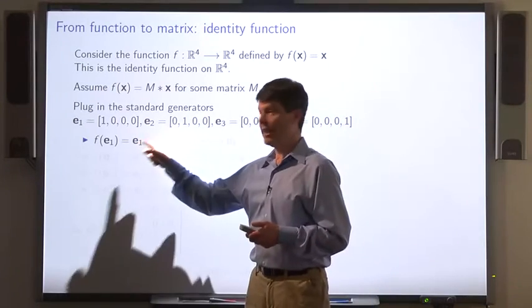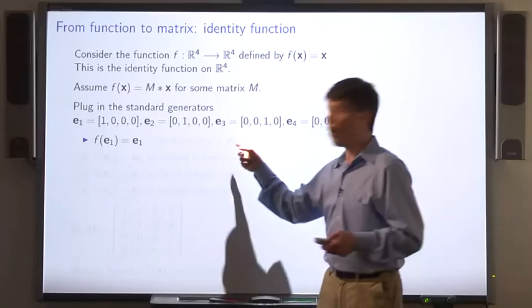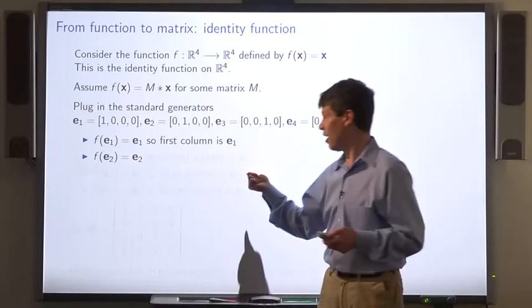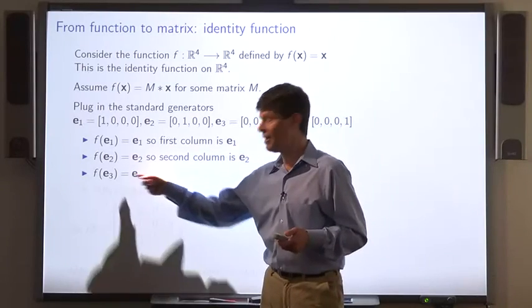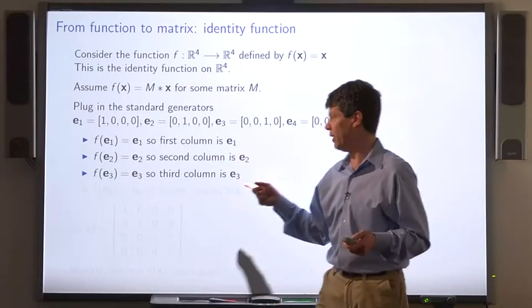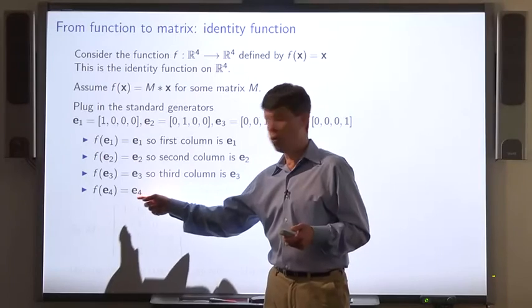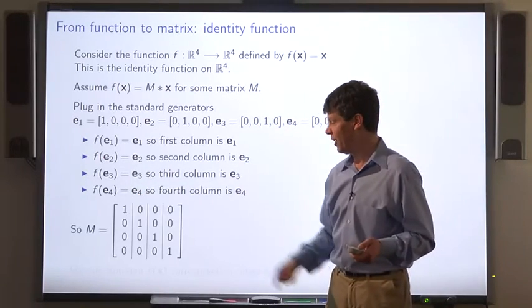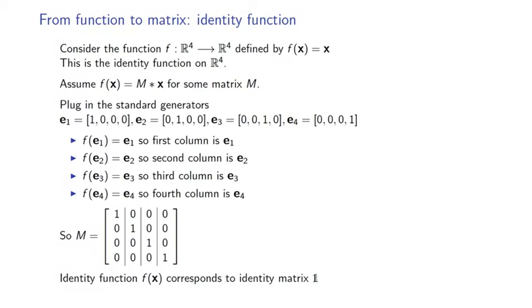f of e1 equals e1. So the first column is just e1. Similarly, f of e2 is e2, so the second column is e2. f of e3 is e3, so the third column is e3. And f of e4 equals e4, so the fourth column is e4. So the matrix looks like this. This is the identity matrix. So we see that the identity function f of x corresponds to an identity matrix. And that's why we call it an identity matrix.